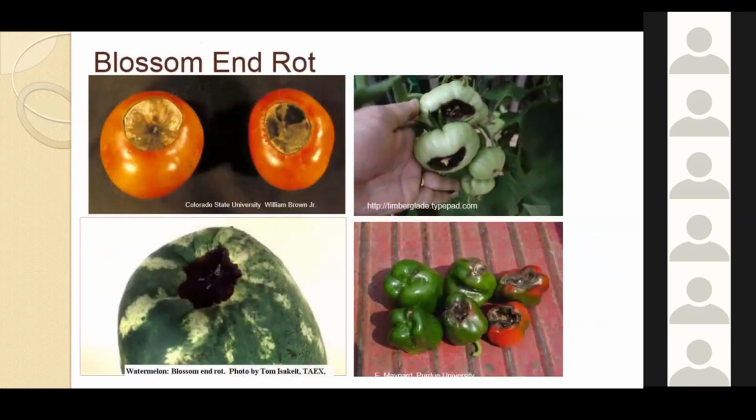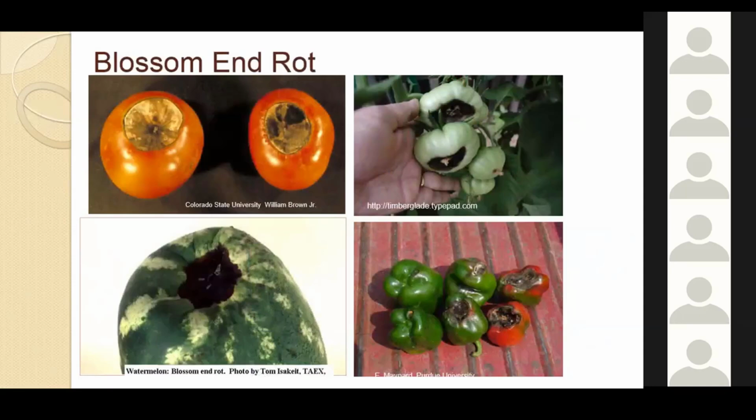Blossom end rot, everybody's favorite issue with tomatoes. This one is actually caused by a calcium deficiency. As the fruit is nearing maturity, there's not enough calcium for the plant to uptake, and we tend to get the rotted blossom ends of the fruit.